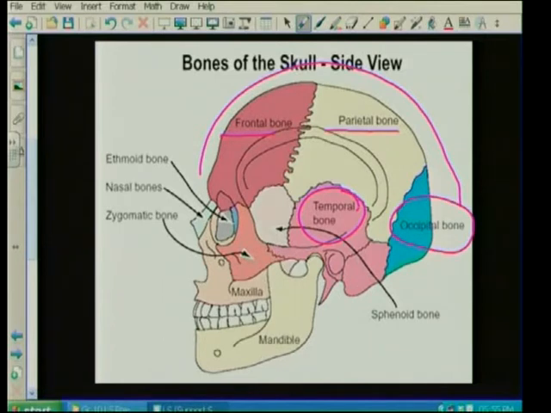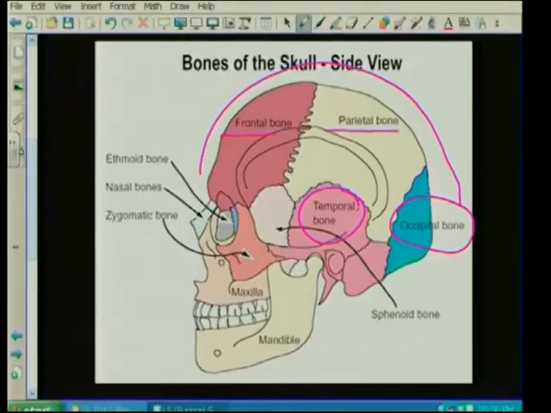Later in grade 12, when you learn about the brain, then you will know that these correspond to the different lobes in the brain. The brain also has a frontal lobe, a parietal lobe, a temporal lobe, and an occipital lobe. So that is the bone of the cranium that we are seeing.